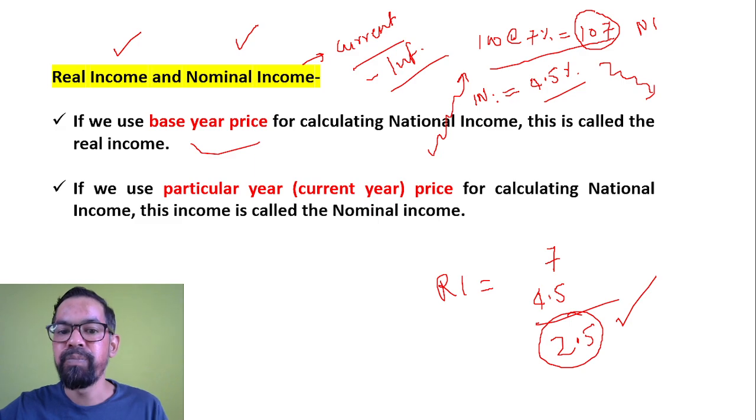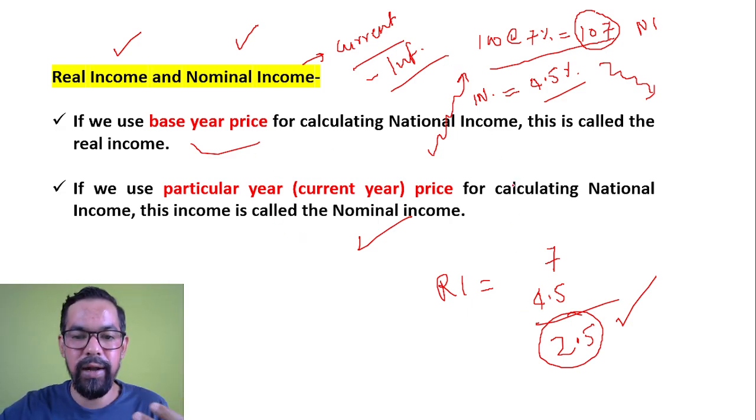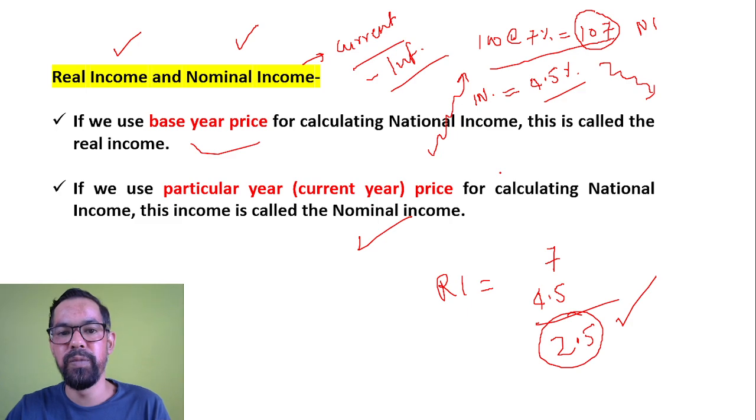Whenever we do calculation on market prices, that is your nominal. When you adjust for inflation, that is your real income. If we use a particular year's current market price, that is nominal. So current market price is nominal, and base year prices or inflation adjusted is your real income, right? Hope with this example you get an idea about real versus nominal as well.